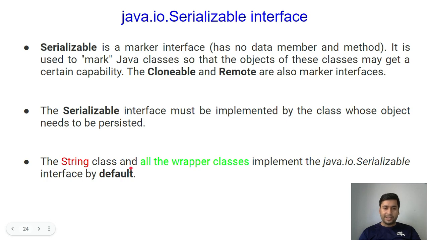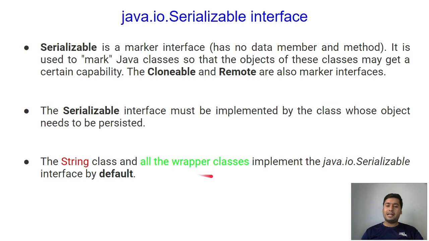The string class and all other wrapper classes. What are wrapper classes? Wrapper classes means Integer, capital I-N-T-E-G-E-R, Boolean, Float, Double, all starting with capitals. I'm not talking about the keywords we use when creating variables. We are talking about the classes, the wrapper classes, like Integer, Boolean, Float, which we talk about in the collection.